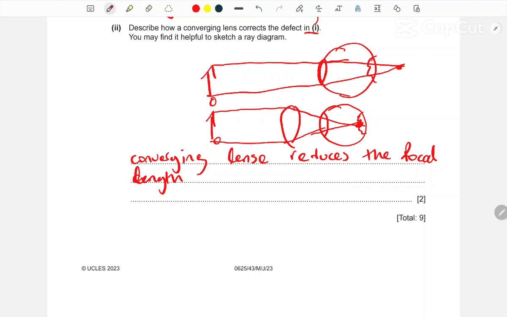And the next one is so that the image is formed on the retina.